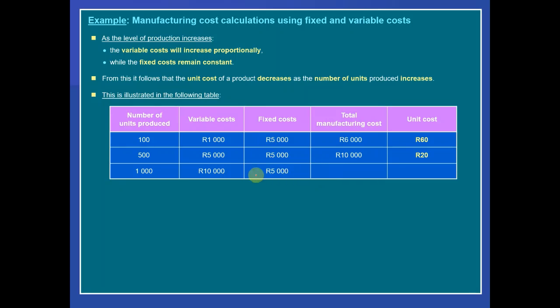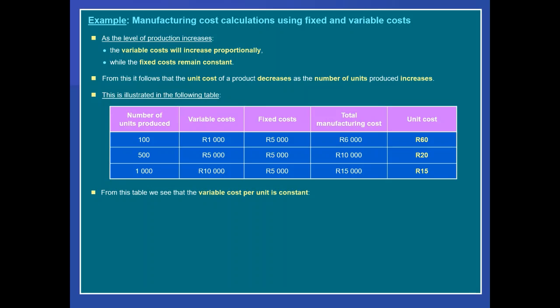So now the total manufacturing cost is the variable cost of 10,000 plus the fixed cost of 5,000, for a 15,000 Rand total manufacturing cost. We need to divide that now by the 1,000 units produced to get a unit cost of 15 Rand. So our unit costs reduce even a little bit more. And as indicated, this is because the fixed cost is now shared by more items.